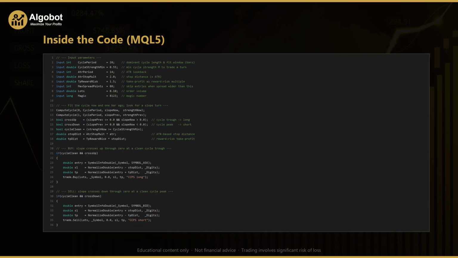Now the sell block, the mirror image. When CycleClean is true and cross-down is true, the wave has rolled over at a clean peak. The EA reads the bid price, places the stop loss above entry, the take profit below, and calls trade.sell. Both sides share the same logic, just flipped in direction.